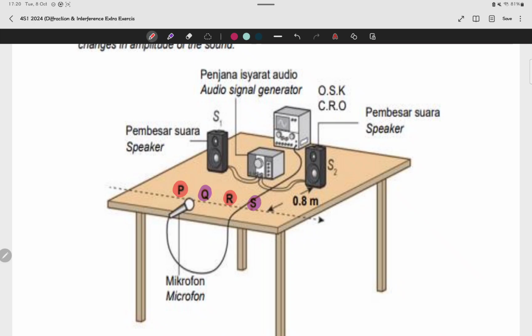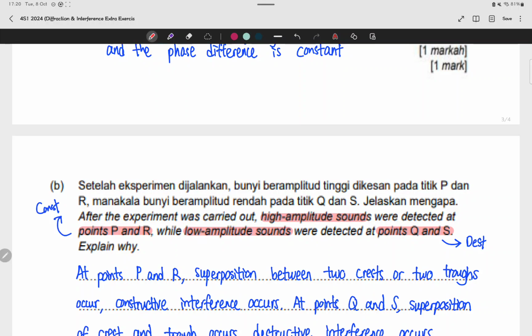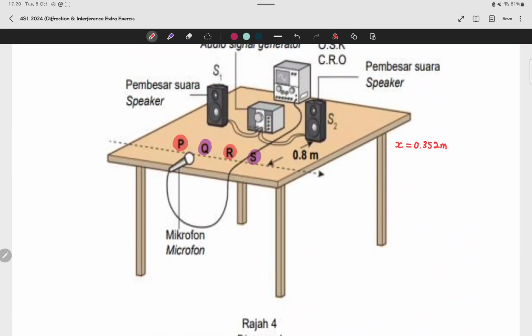Okay. So just now we calculated the X. The X just now is 0.352 meter. So what is X? X is the distance between two consecutive antinodal lines or two consecutive nodal lines, or basically two consecutive loud sounds or two consecutive soft sounds. So just now we know that P and R we have loud sound, Q and S soft sound. So P and R loud sound. So 它们两个 point 之间的这个距离是 0.352 meter.